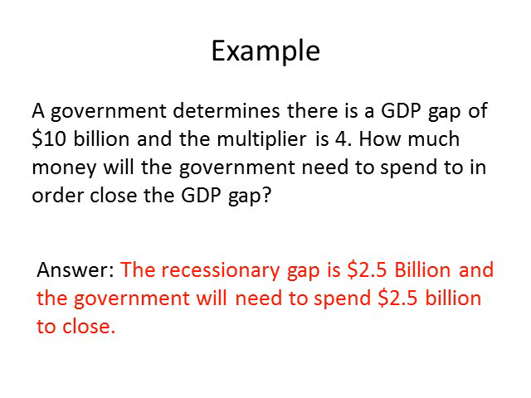So our final answer is the recessionary gap is 2.5 billion, and the government will need to spend $2.5 billion to close the GDP gap.